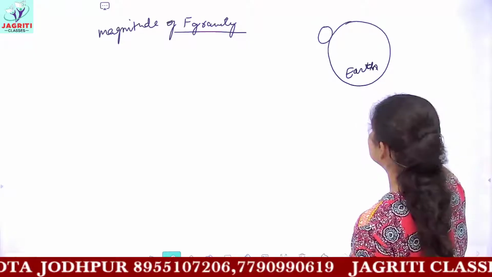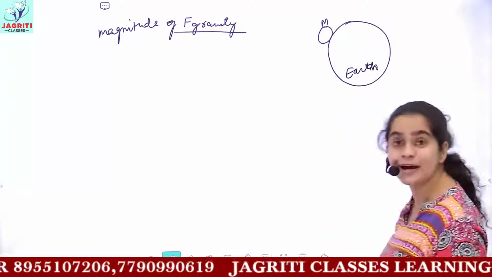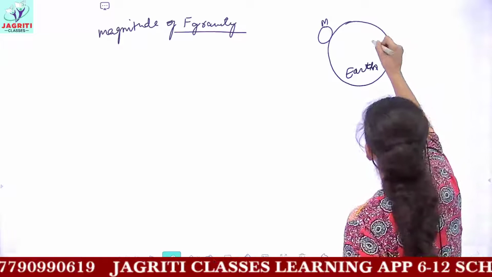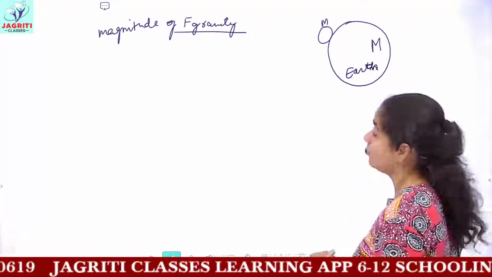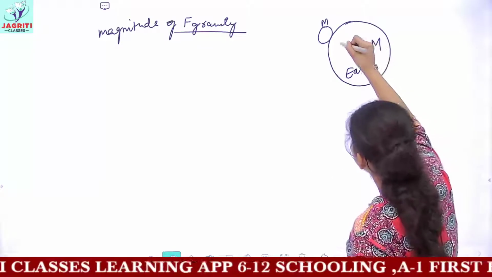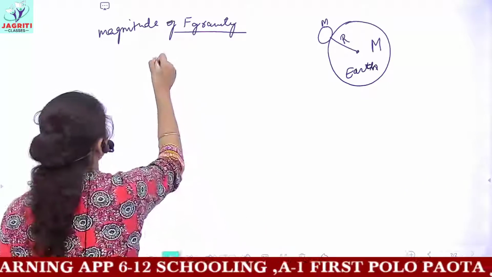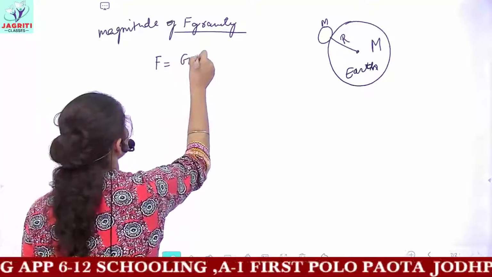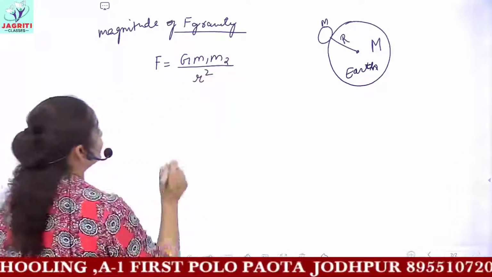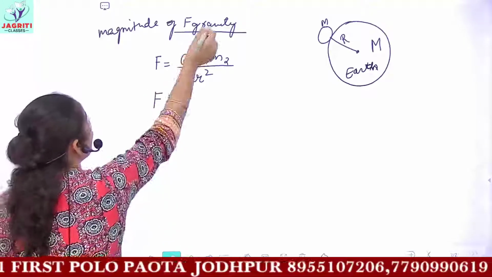Now let us consider that this is our earth, and this is any object of mass small m present on the surface of earth. The mass of the earth is capital M, and the distance between the object and the earth is equal to the radius. We know the formula is F equals G m1 m2 divided by r square, where r is the distance between both the objects. Now you have to find the gravitational force.